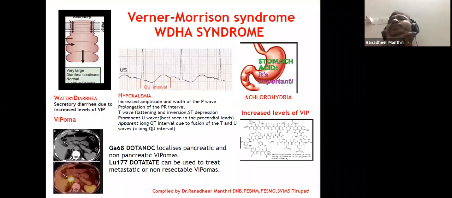Next. So you know what Werner-Morrison syndrome is. Werner-Morrison syndrome is nothing but WDHA syndrome, which you would have read in your MBBS days: watery diarrhea, achlorhydria and hypokalemia. This is because of a small tumor secreting vasoactive intestinal peptide. VIP can cause a lot of secretory diarrhea. These tumors express somatostatin receptors, which can be imaged using gallium dotatate. If they are metastatic, lutetium dotatate can be used for therapy. Next slide, please.